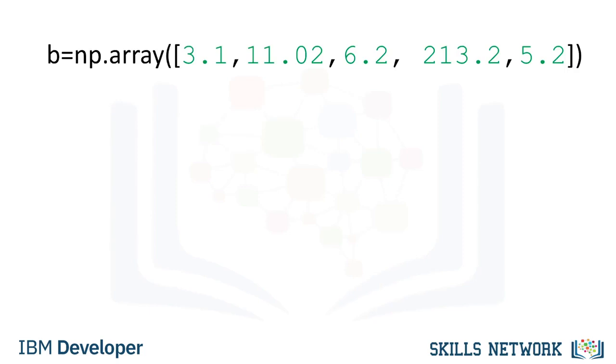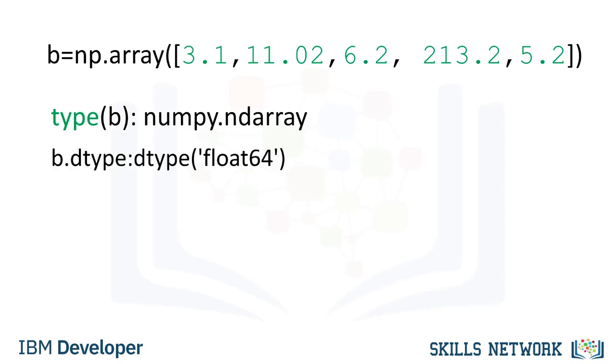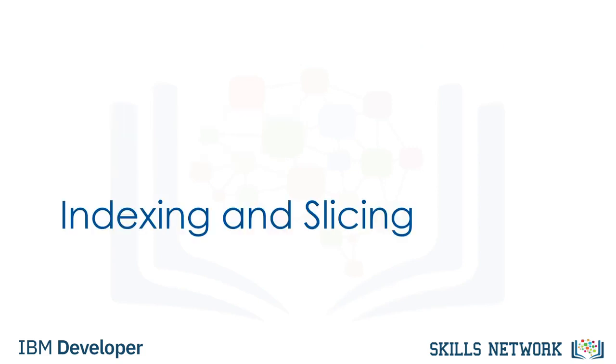We can create a NumPy array with real numbers. When we check the type of the array, we get numpy.ndarray. If we examine the attribute dtype, we see float64 as the elements are not integers. There are many other attributes. Check out numpy.org. Let's review some indexing and slicing methods.